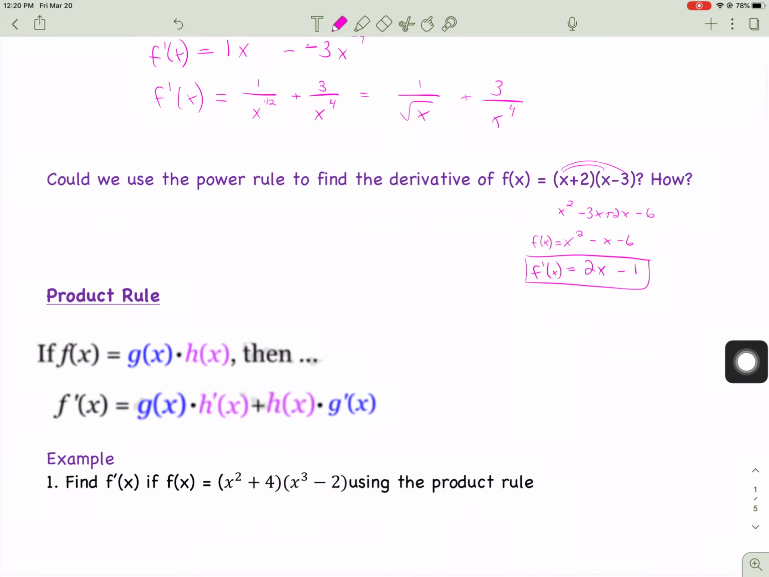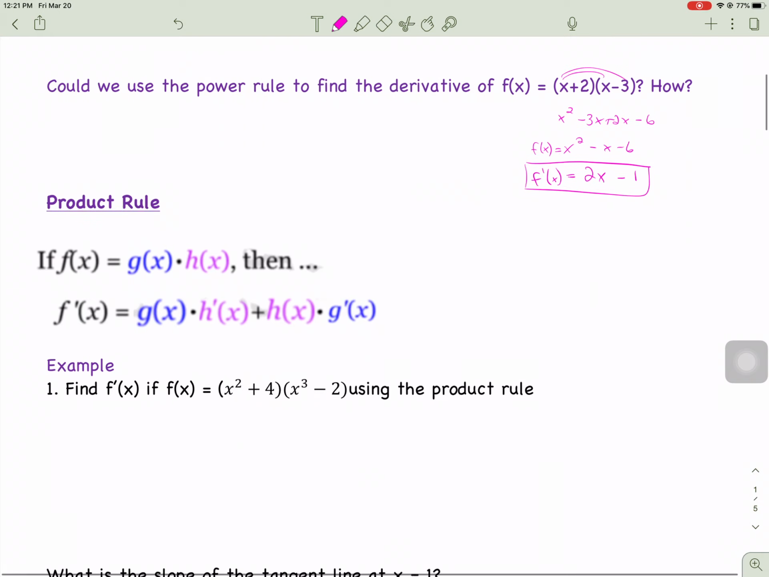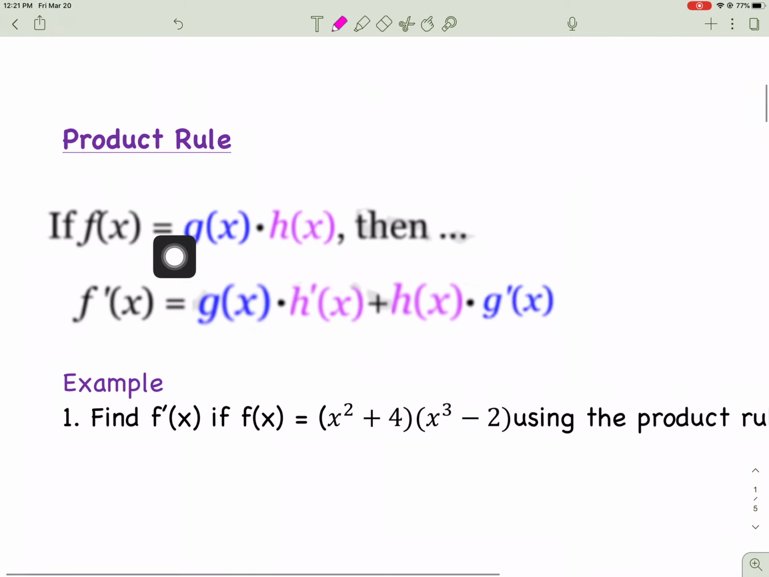So the product rule states that if a function f of x equals two different terms being multiplied, we'll call them g of x and h of x, then the derivative of f of x equals g of x, the first term, times the derivative of the second, plus the second term times the derivative of the first. So let's take a look at what that looks like.